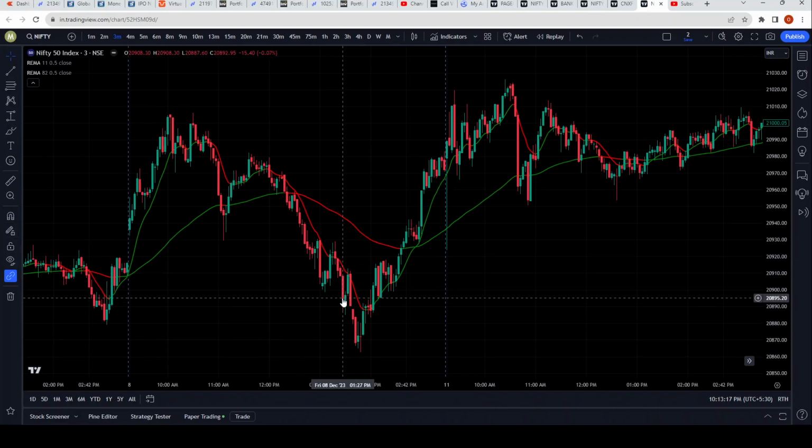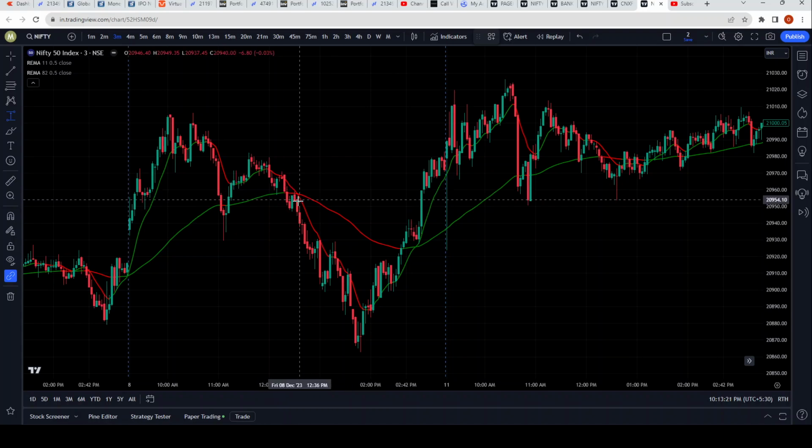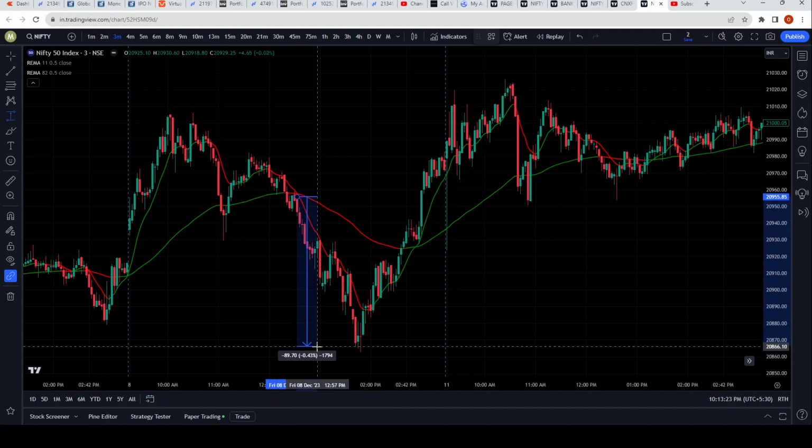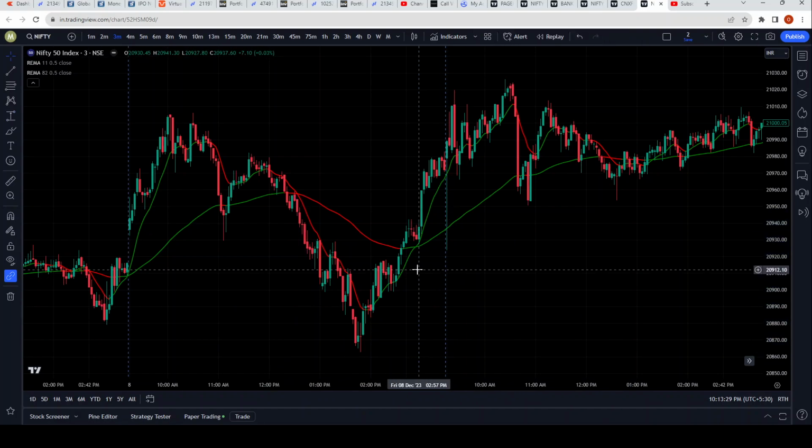On the 8th of December, again, there is only one intersect over here. Both turn red and intersect over here. This fall goes on to about 92 points. We would have taken 10 points and we would have been out. The second intersection happens at about 3 p.m.